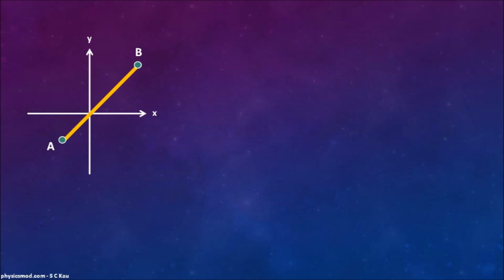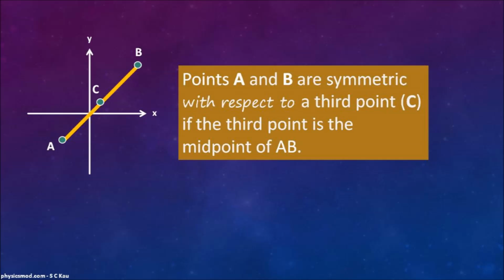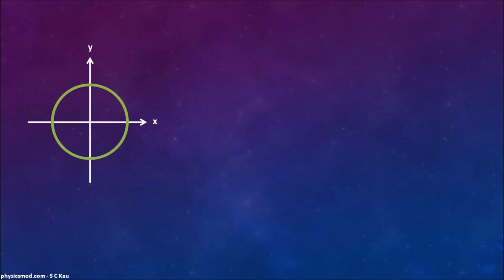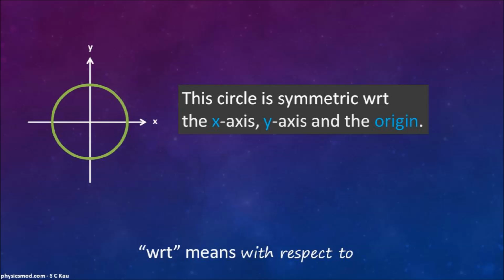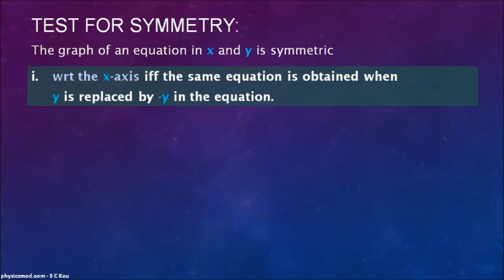Points A and B are symmetric with respect to a third point if and only if the third point is the midpoint of AB. This circle is symmetric with respect to the x-axis, y-axis, and the origin. And this parabola is symmetric with respect to the x-axis. This is the first theorem in testing for symmetry.